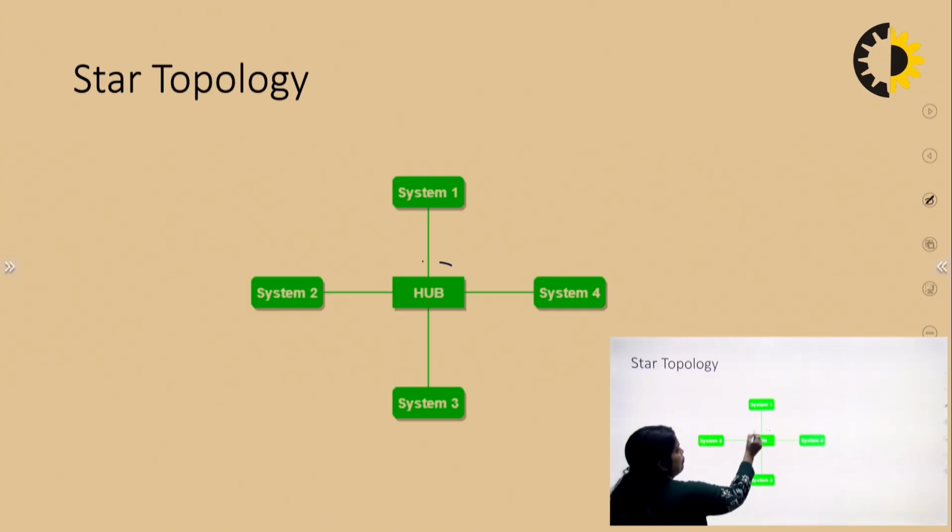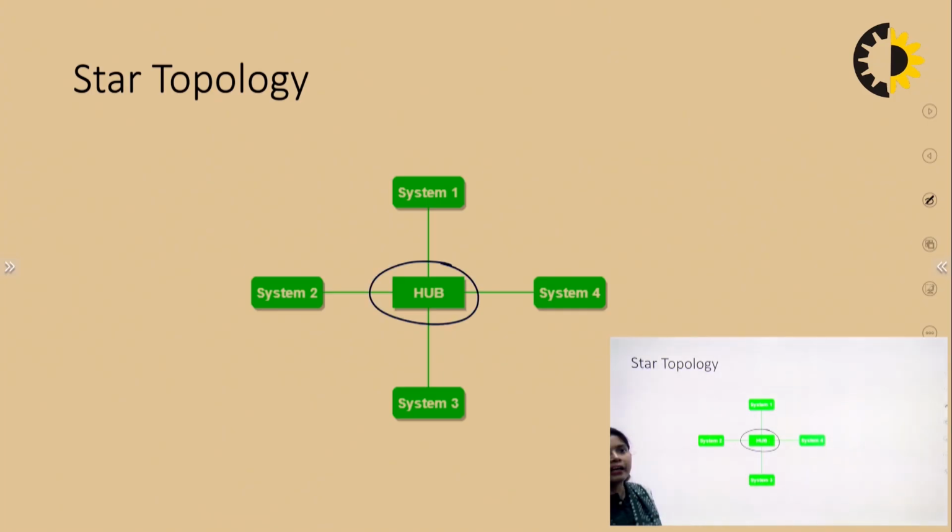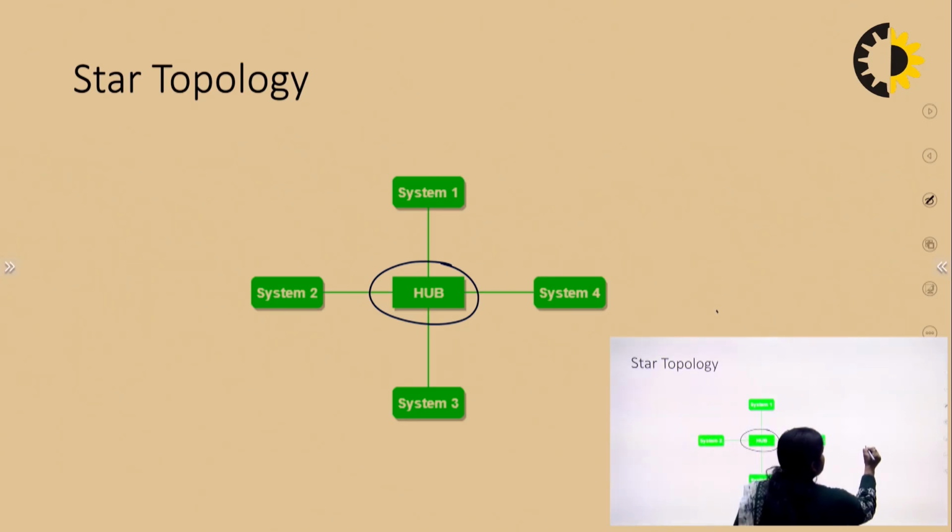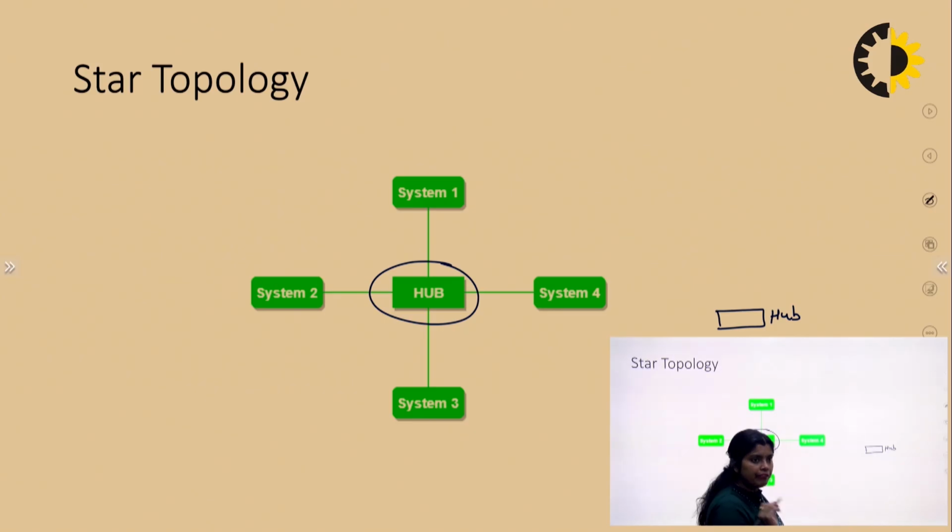There is a hub, and in my lecture we already discussed the connecting devices: hub, bridge and switch. A hub is a broadcasting device, you know that, no? Every packet it receives, it broadcasts to every node present on that network. Hub is a connecting device of the physical layer.